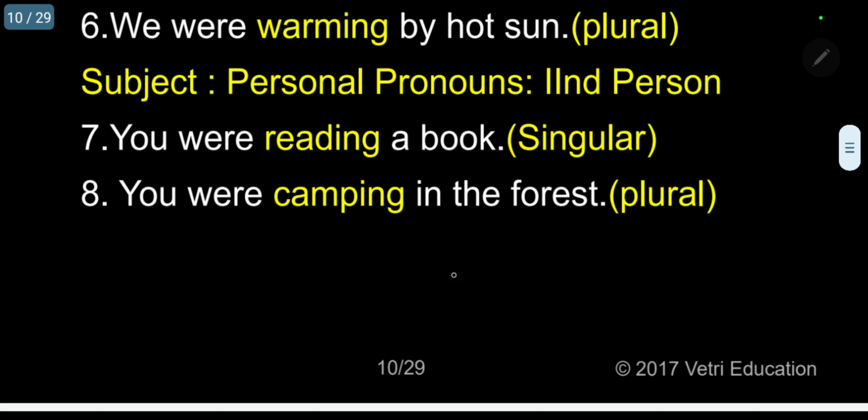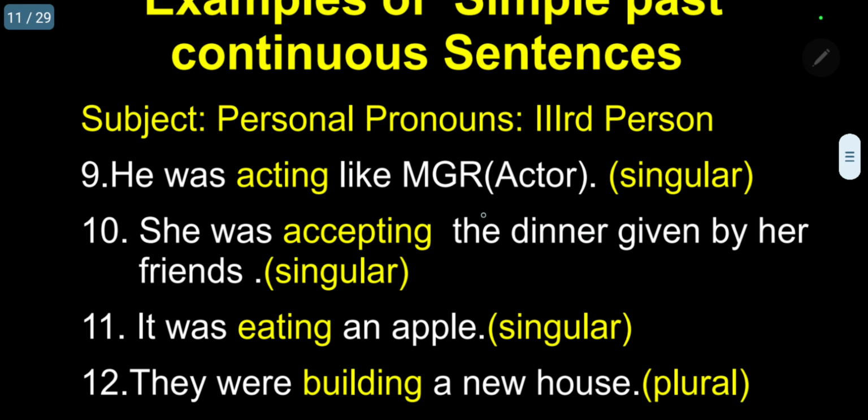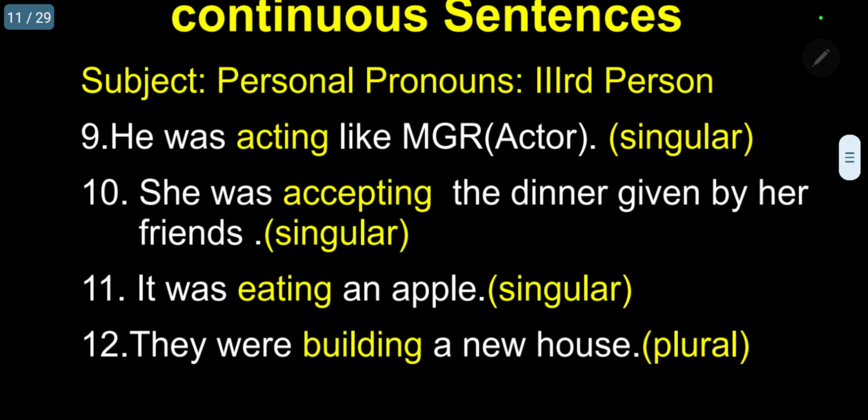Okay, next one. Next rule, next sentence says: now, he was acting like MGR. Third person, singular. Acting. She was accepting the dinner given by her friends. Singular again, third person. It was eating an apple. Third person, singular. Then third person, plural. They were building a new house. Always ing is added. Please follow.